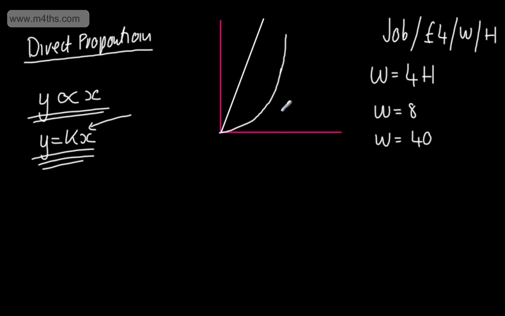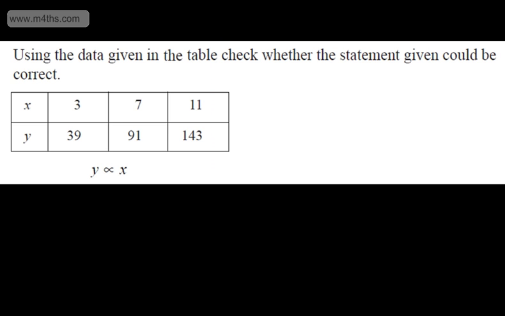So there's direct proportion. As one quantity increases, the other quantity increases at the same rate, and we can draw all the graphs from the origin like so. So let's have a go at a question. It says, using the data given in the table, check whether the statement given could be correct. So what this is saying is Y is proportional to X. So I can write that Y is equal to Kx.